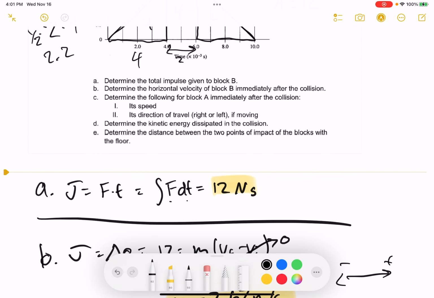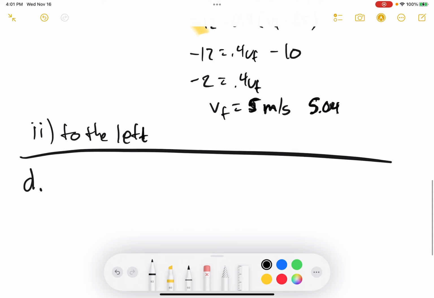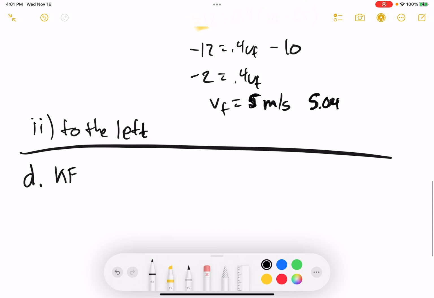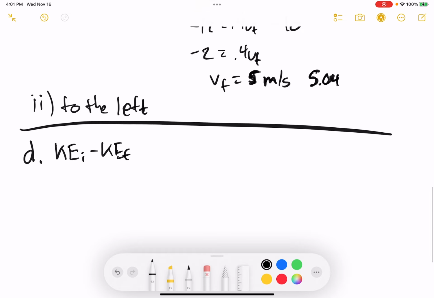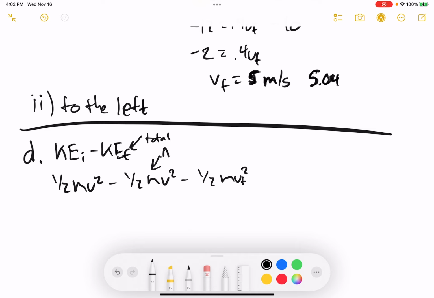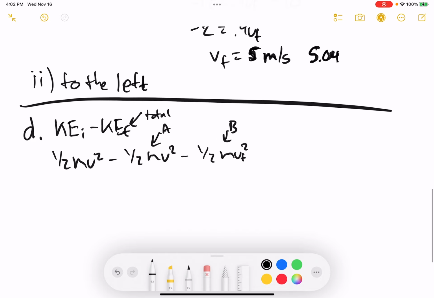D says determine the kinetic energy dissipated in the collision. So this is just what we've seen before, where we have KEI minus KEF. KEI is our initial, so 1/2 mv squared minus 1/2. I actually have 2 masses, so I can't just add the masses together. I'm going to have 1/2 mv squared minus 1/2 mv squared. This is my total, maybe A, and then this is B, because I have 2 things moving, so I need to add both of those kinetic energies, or subtract both.